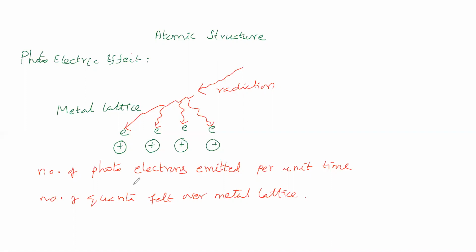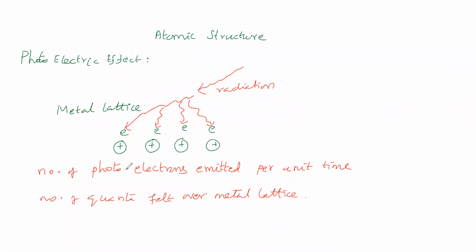What do you think? Now, you consider that each metal atom absorbs one quantum, and the frequency of radiation is equal to or greater than the threshold frequency, like this we can consider it. Okay, now what shall we say? Number of photoelectrons emitted and number of quanta falling over the metal lattice, are they having any relation?